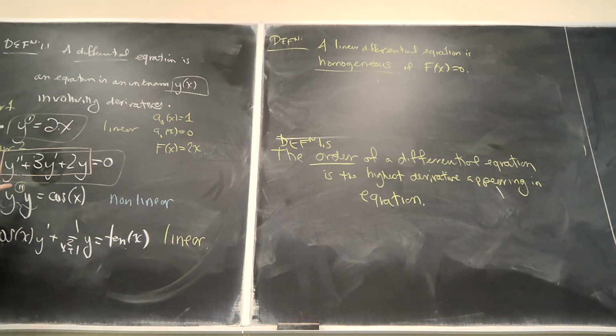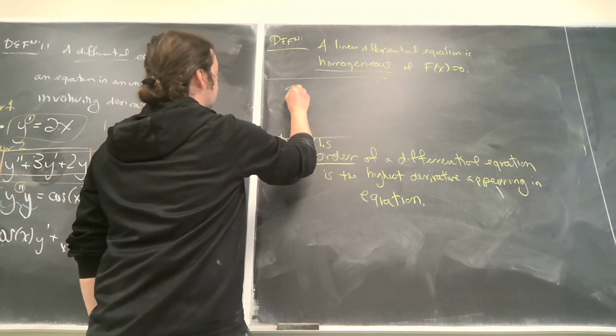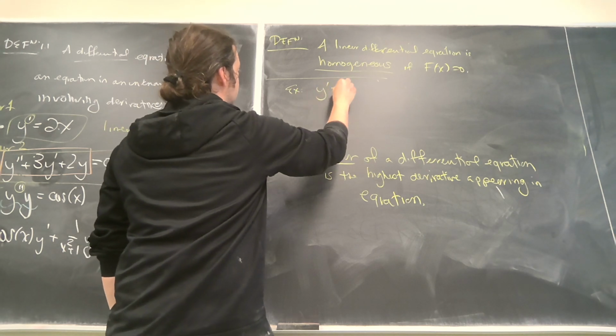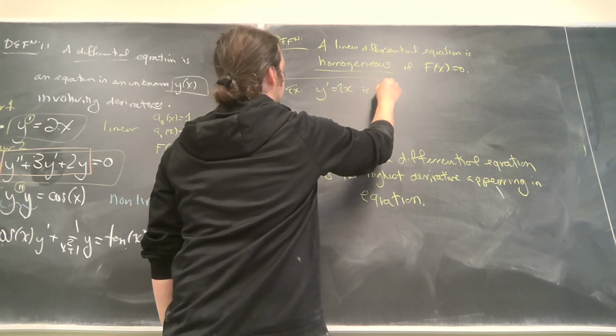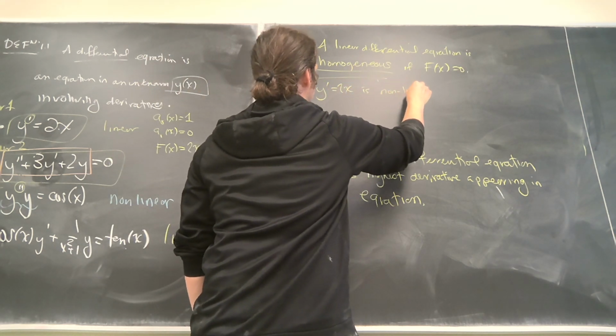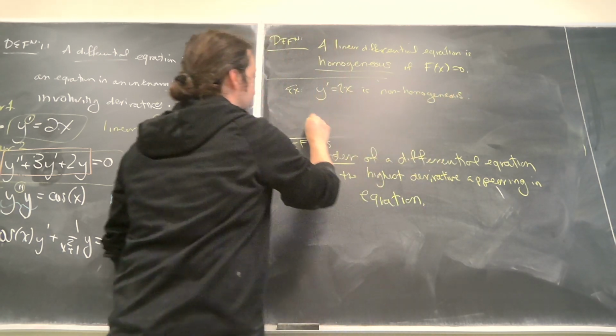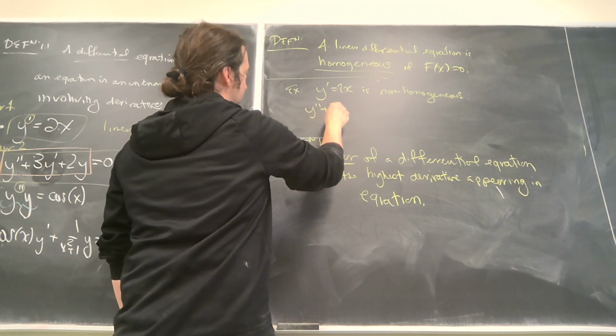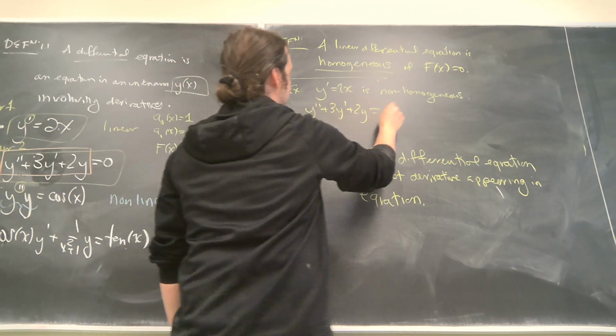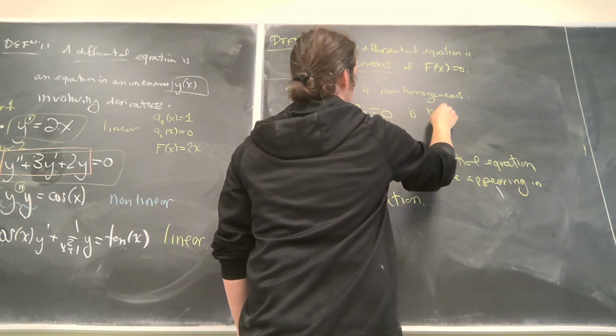So over here, this is non-homogeneous because capital F of x is 2x. So for example, y prime equals 2x is non-homogeneous. y double prime plus 3y prime plus 2y equals 0 is homogeneous.